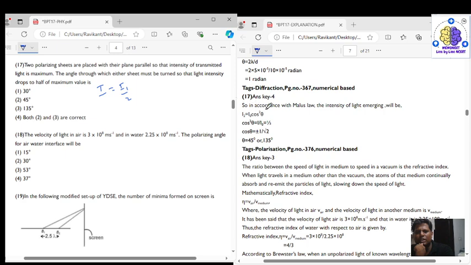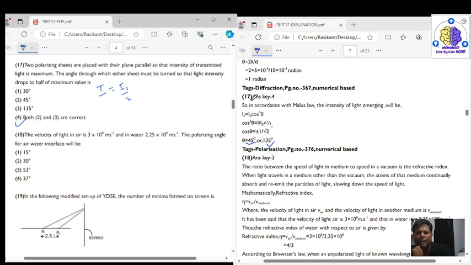According to Malus' law, the intensity of the light emerging will be I2 equals I naught into cos square theta. So cos square theta is equal to I upon I naught, which they want to be half. So cos theta will be equal to plus minus 1 by root 2. So the angle should be either 45 degrees or 135 degrees, right? So the correct answer is option 4.